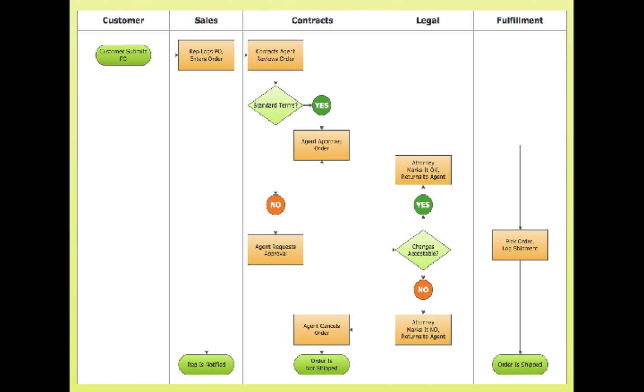The diamond represents the decision point. This is a point at which, depending on the predetermined qualification, the path may be altered. Looking at the example, after the contract agent reviews the order, they check whether the order falls under standard terms. This represents a fork in the process. If it does fall under those standard terms, the flowchart goes one direction. If it does not, the flowchart goes another.